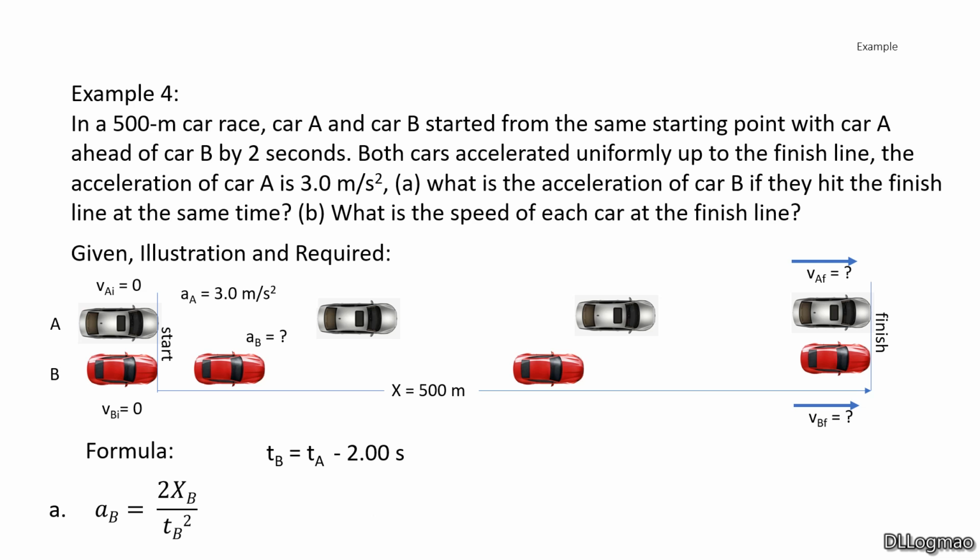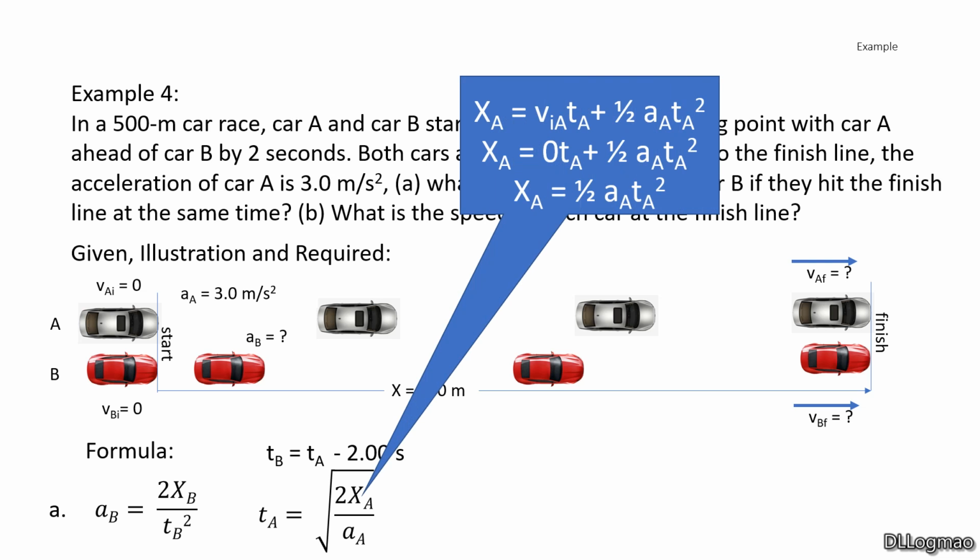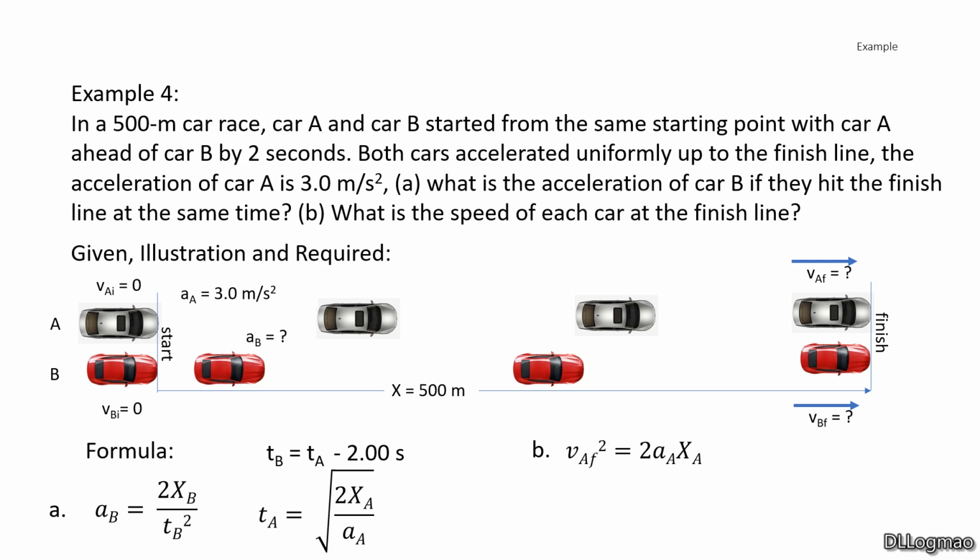To solve for the time for car A, time A is equal to the square root of twice the distance traveled by car A divided by the acceleration of car A. How is this equation obtained? From the second equation of kinematics, this equation was derived. The square of final velocity of car A is equal to twice the product of the acceleration of car A and the distance traveled of car A. The same formula will be used to determine the final velocity of car B.